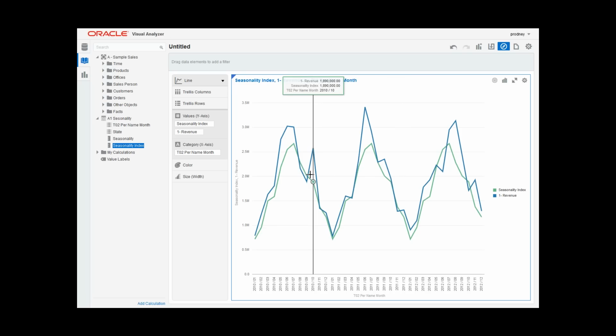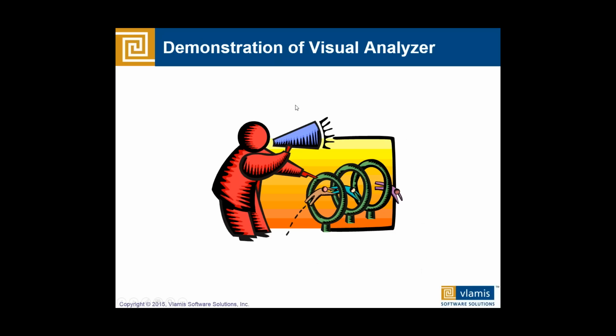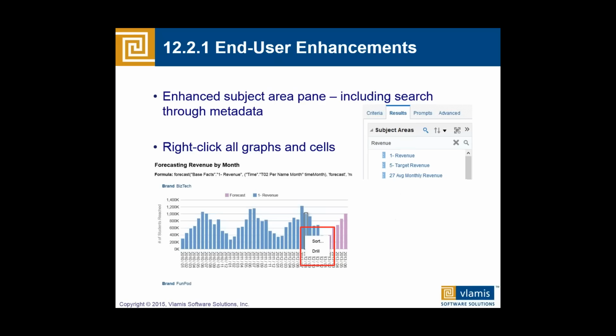So let's go back and take a look more at some of the features that we have in here. This was the demonstration of Visual Analyzer. I kind of incorporated it into what we were showing here. There are also some end user enhancements. There is an enhanced subject area pane, and it includes the ability to search through the metadata.